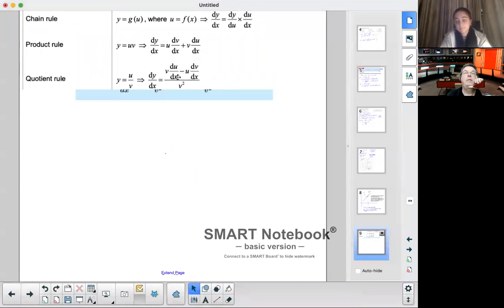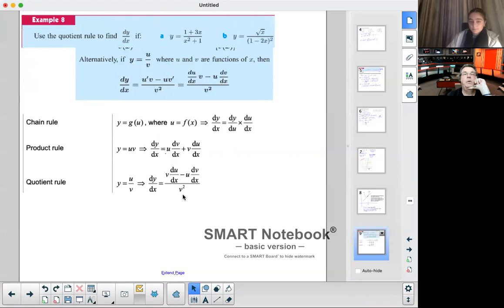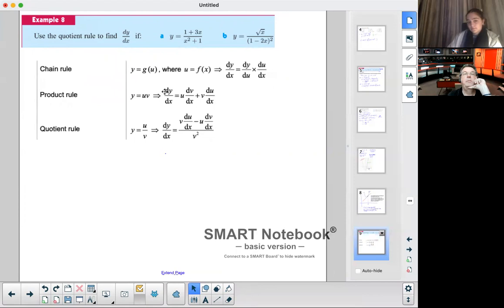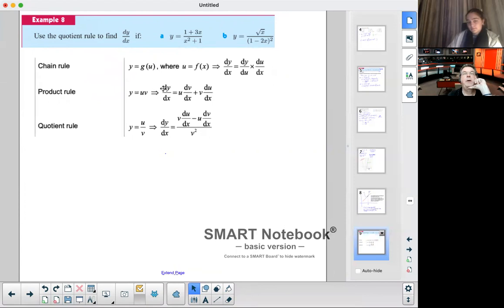Okay. And so the quotient rule is pretty good. If y is equal to a function u divided by a function v, it's v du, or v u prime minus u v prime, all over v squared. Okay. I'm going to get rid of this the way the book does it. So there they are in all their glory.